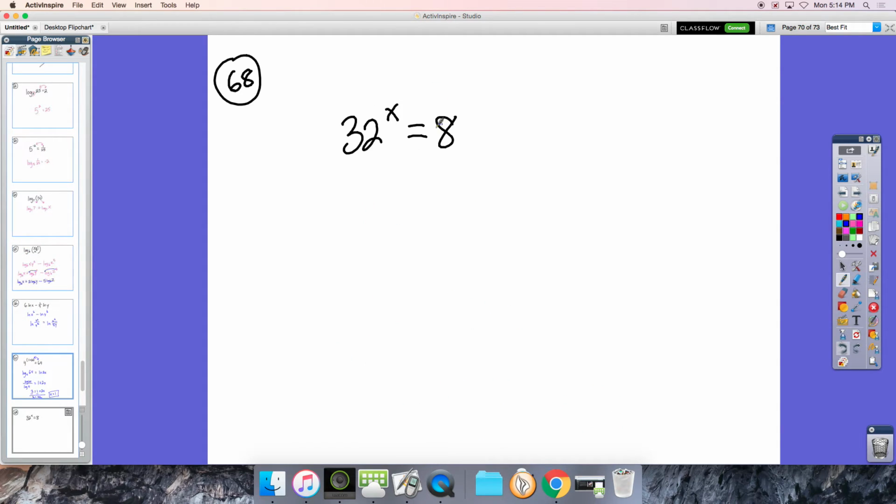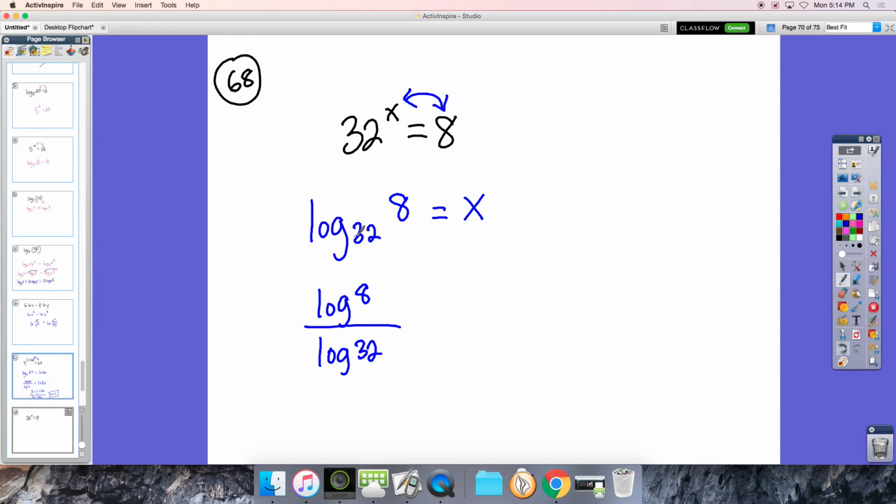Same thing for 68. Let's rewrite it as a log. So log base 32 of 8 equals x. So I have log of 8 on top and log 32 on bottom because that's my base, and that equals x. When you type that in your calculator, log 8 over log 32, you end up with 3/5.